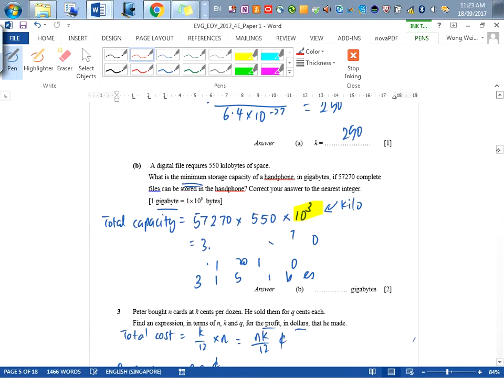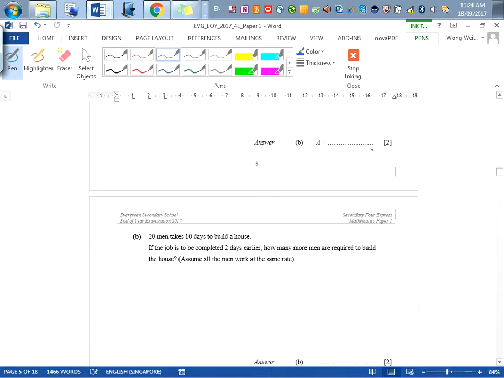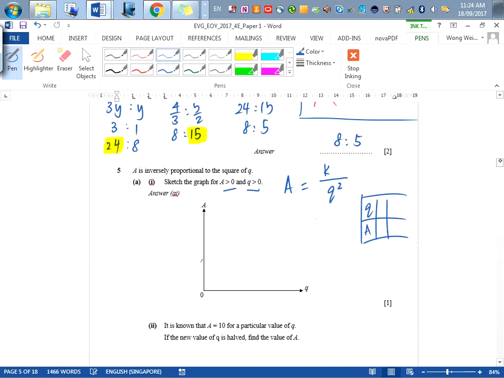Okay, now sketch the graph of A versus Q. Write down the relationship first. We have A is inversely proportional to the square of Q, so write K over Q squared. If you don't know how to do this, you can try to do a table for certain values of Q. What do you get for A? And since they only want for Q greater than 0 and A greater than 0, we might as well start with a positive number, maybe 0.1, then 0.5, and so on. And you see the relationship. But if you are familiar with it, you know that it looks like this.